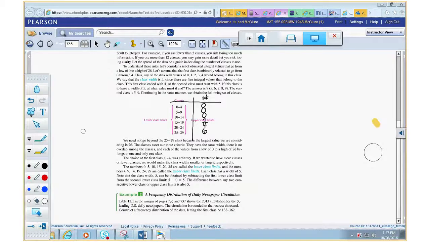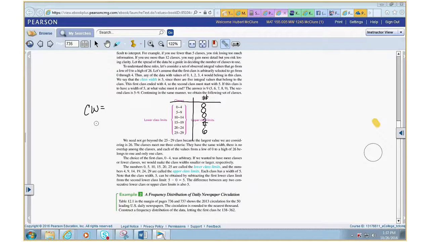Now, to find the class width, take your two class limits and subtract them. What's 5 minus 0? 5. So the class width for each of these is 5. Let's check it. What's 29 minus 4? 24. What's 25 minus 20? What's 20 minus 15? And so on. In other words, class width is 5. So to find the class width, take your upper class limit minus the previous upper class limit, and that'll give you your class width. That's called a frequency distribution.